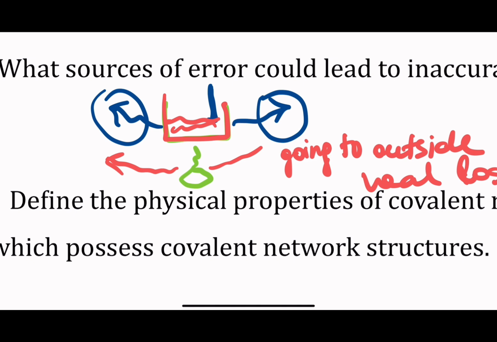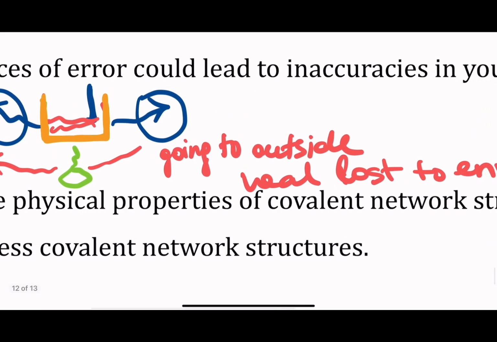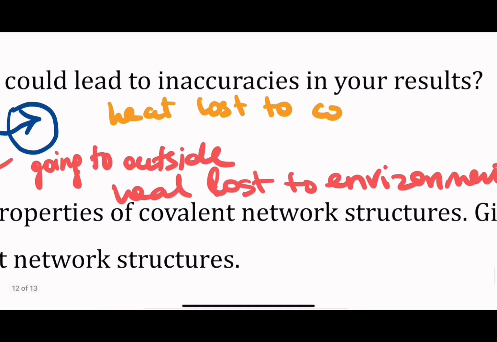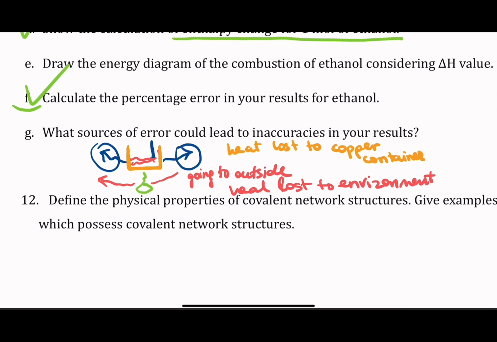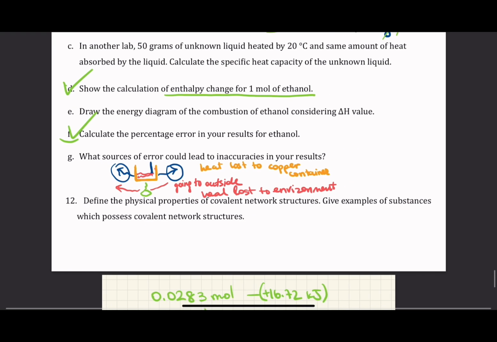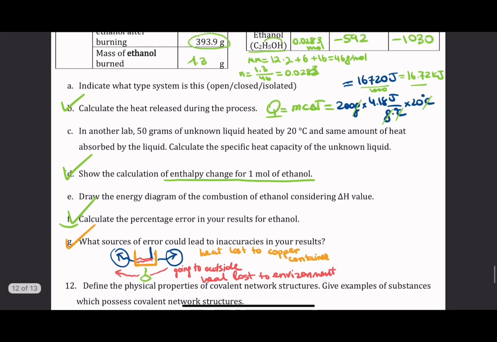Also, the other thing that we forgot to take into account is that the copper metal that we had over there also required heat to be absorbed, right? So some of the heat was lost to the copper container. We couldn't heat the water without heating the copper, right? So we still lost some of the energy to copper as well. So that was the reason for our inaccuracies. So that one is done as well.